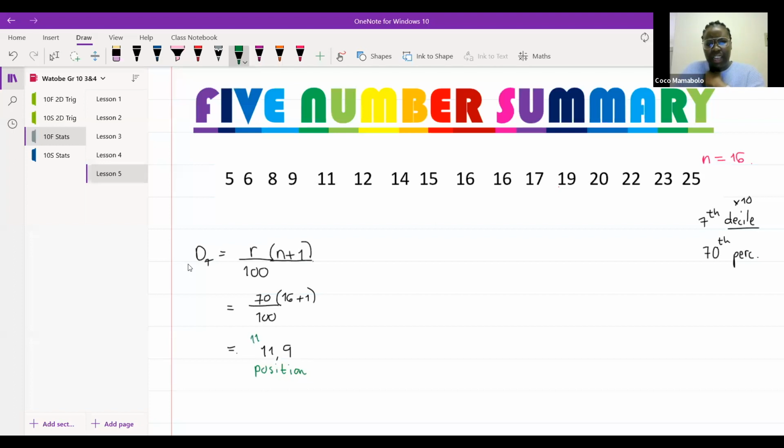Excellent. Position 11 and position 12. So let's count. We're going to go 1, 2, 3, 4, 5, 6, 7, 8, 9, 10, 11, and 12. The 11th number is 17, and the 12th number is 19. What number falls right in between these two? 18. Good. Now, what this tells me, Shaden, is if I got 18 out of 25 for my class test, what percentage of the class did I do better than?